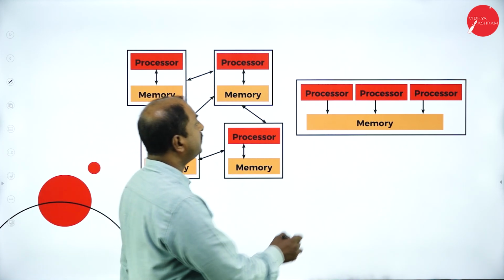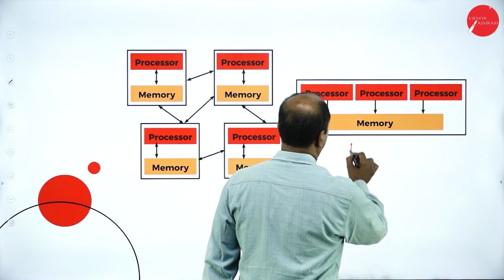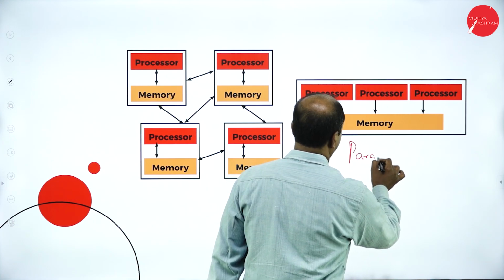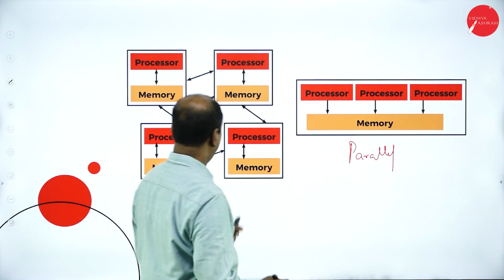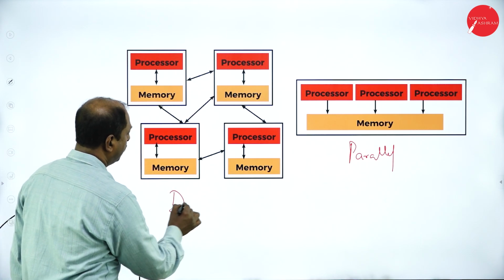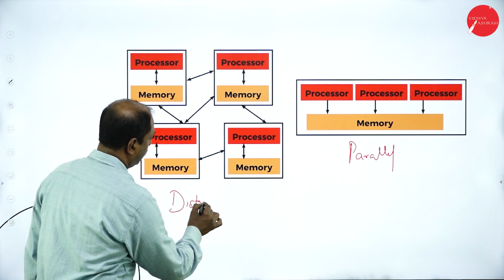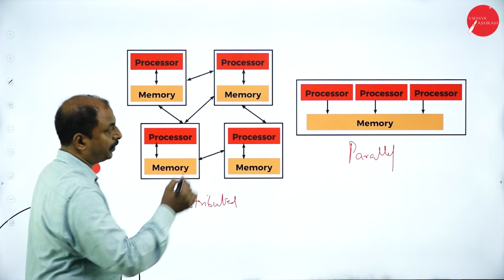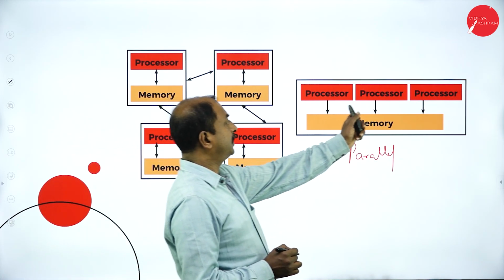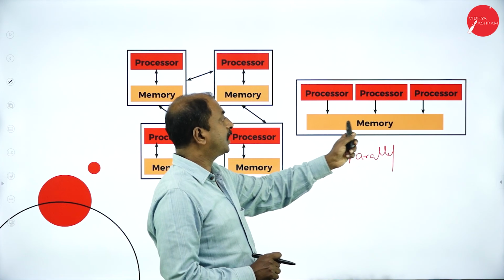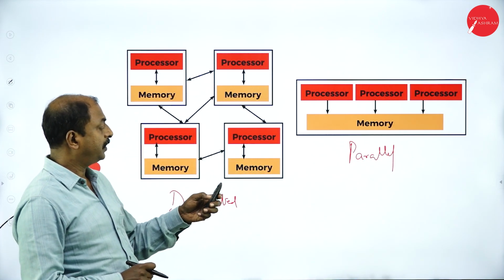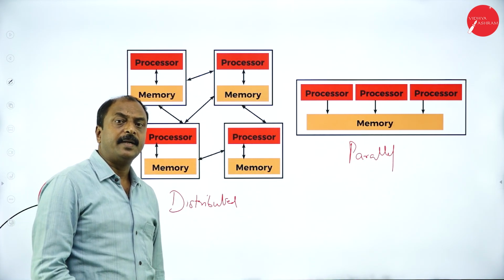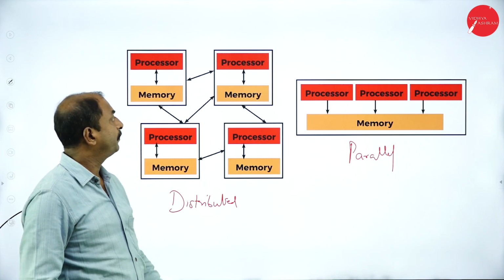And in this diagram, this is an example for parallel processing, and this is an example for distributed computing. So here the number of processors share a common memory. So this is the difference between distributed and parallel computing systems.